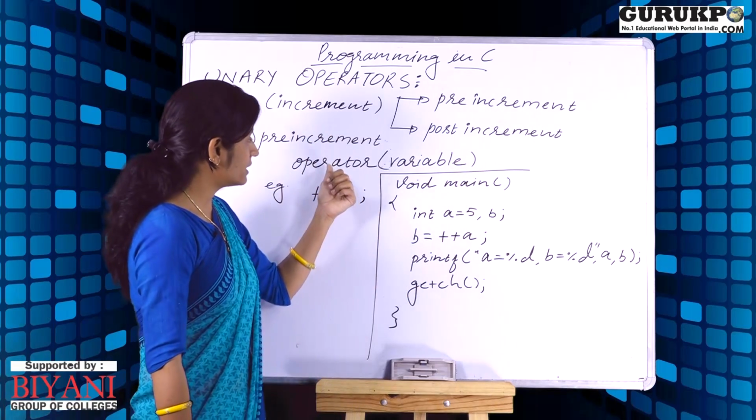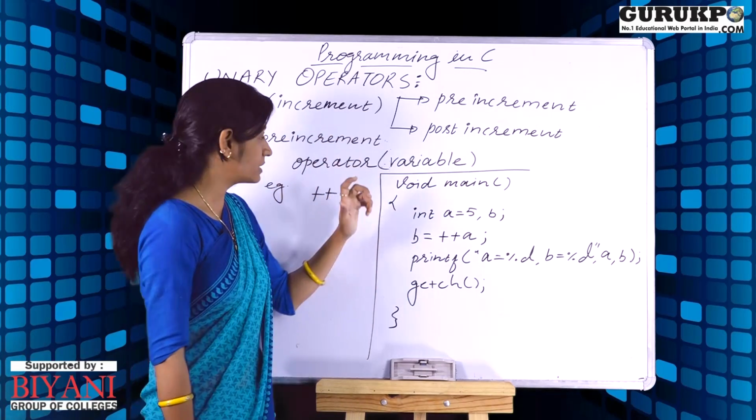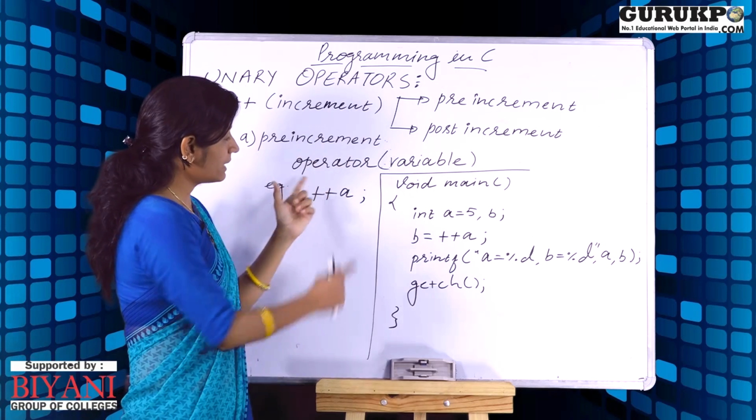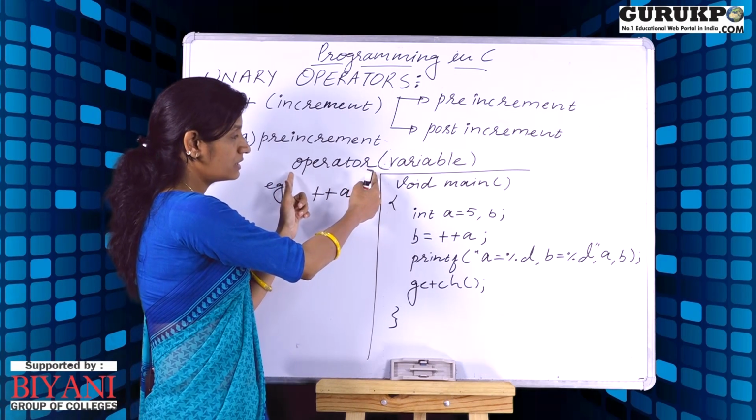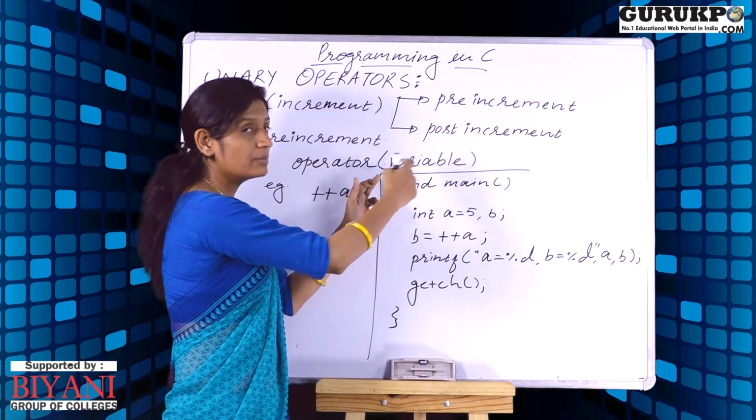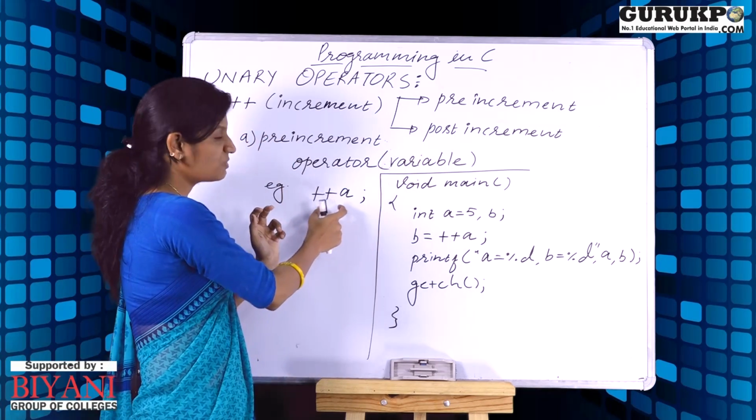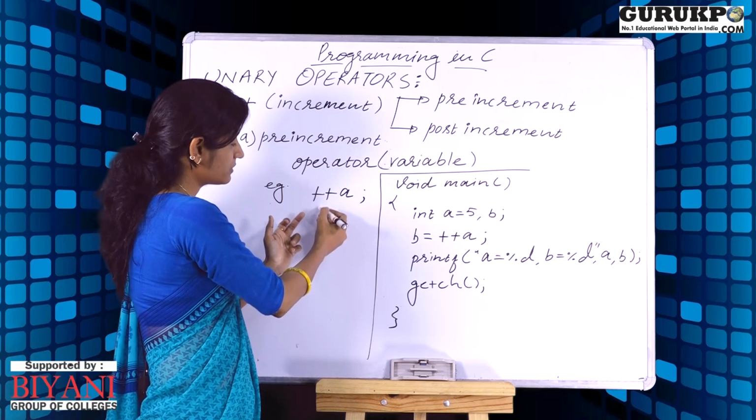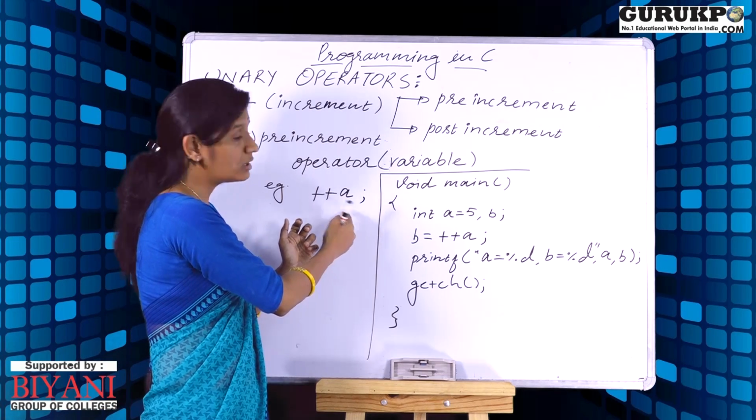So first let's see the example of pre-increment. The operator will be preceded. The operator will come first and then the variable name. For example, plus plus A. We will first write the operator and then we will write the variable name.